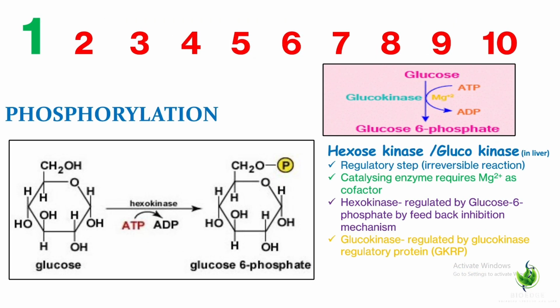Step 1 of glycolysis is phosphorylation of glucose to glucose 6-phosphate, catalyzed by the enzyme hexokinase. In liver cells, glucokinase, an isozyme of hexokinase, catalyzes this reaction. It's one of the regulatory steps in the pathway.